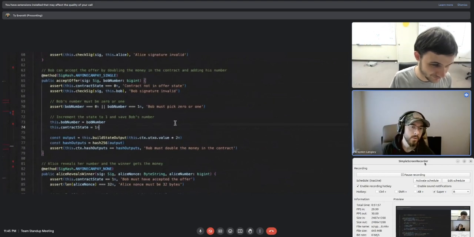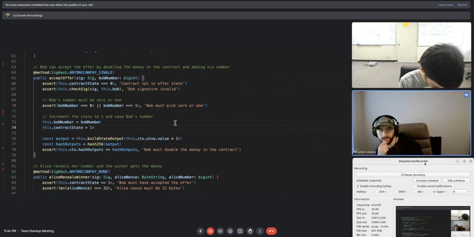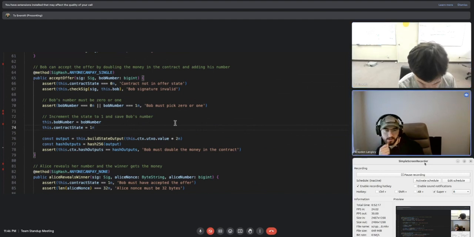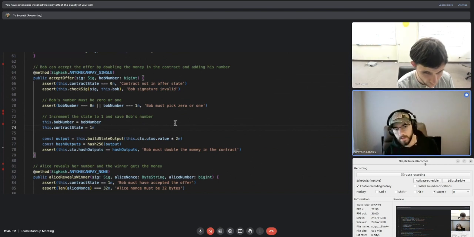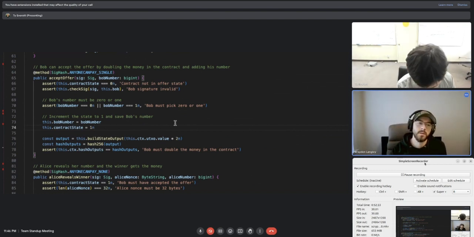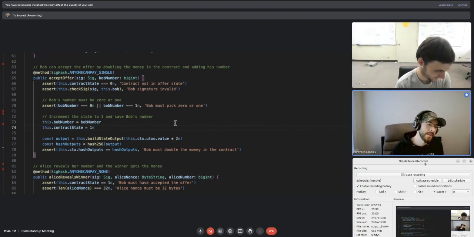And then we want to construct a new output, redeeming the old one. We saved the state in the contract, so we want to build out a new output with the new state and everything, and it incorporates that new state in the new output script that we're creating. And it has a value that's doubled, because Bob's put his money in. So this is the new output that can be later redeemed by either Bob or Alice, depending on who wins.